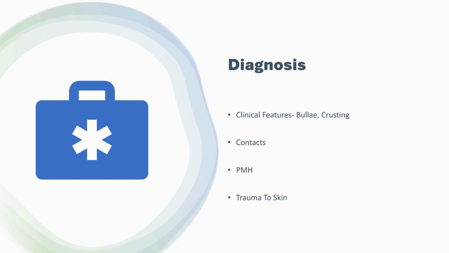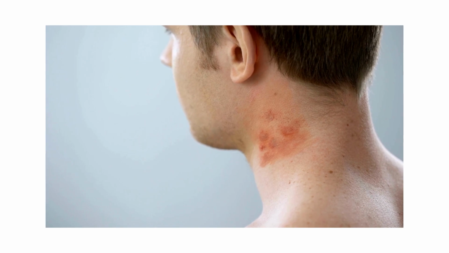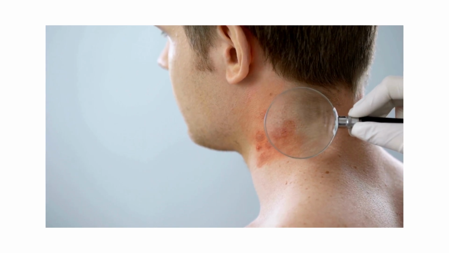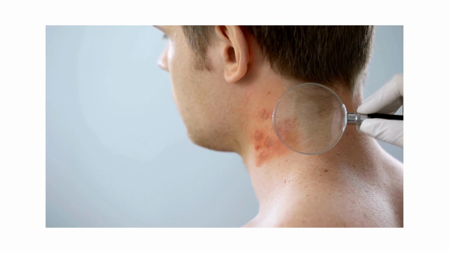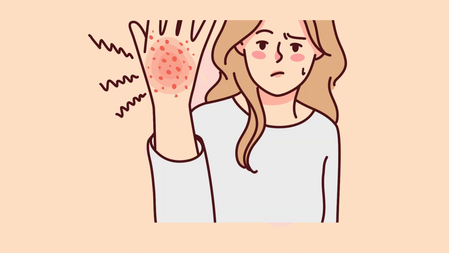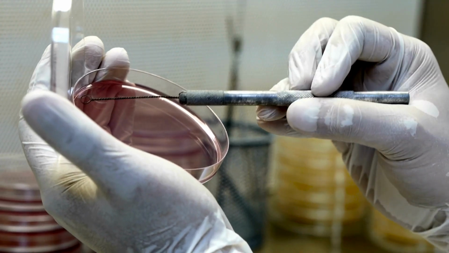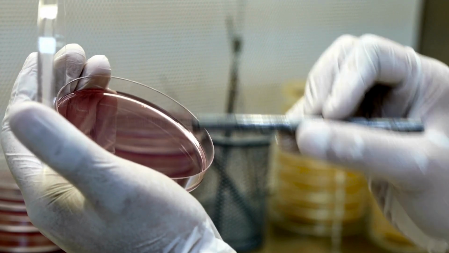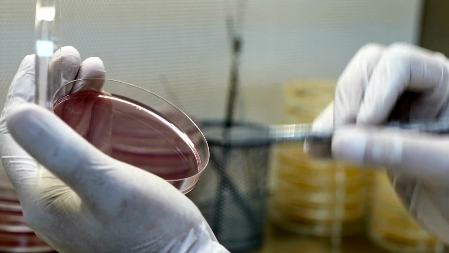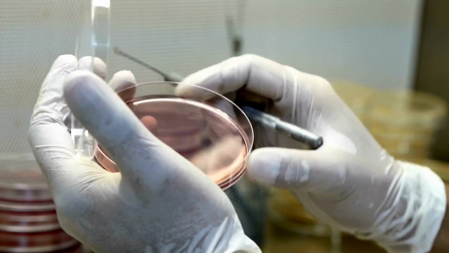So on to diagnosis then. Investigations are not usually needed. Clinical features are usually enough, as they're quite apparent. Ask about contacts of the patient that may have a similar rash. Past medical history can be useful, such as eczema and immunosuppression. And you can ask the patient if there's been any previous trauma to the skin. In persistent cases, swabs of the infected area can be sent for culture and sensitivity, or a swab of the nasal passage. The possibility of MRSA must also be considered.